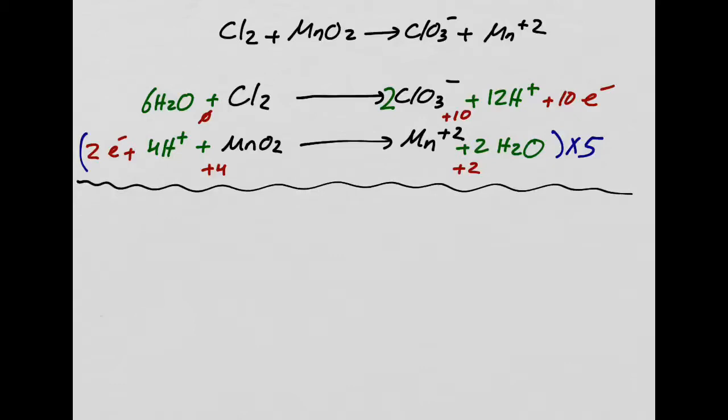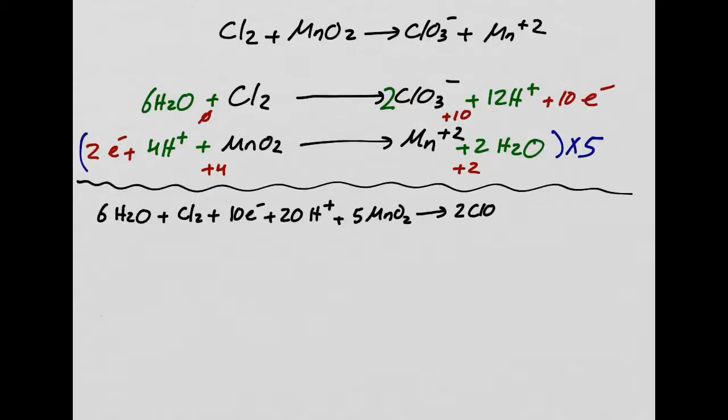So, do it with me. Then that means I have 6 H2O plus Cl2. I'm going to come down there. Then I'm going to come down here. Don't forget. Then I have 10 electrons plus 20 H plus because I did 5 times 4. Then I have 5 MnO2. I'm going to go to the product side now. I have 2 ClO3 minus plus 12 H plus 10 electrons plus Mn.